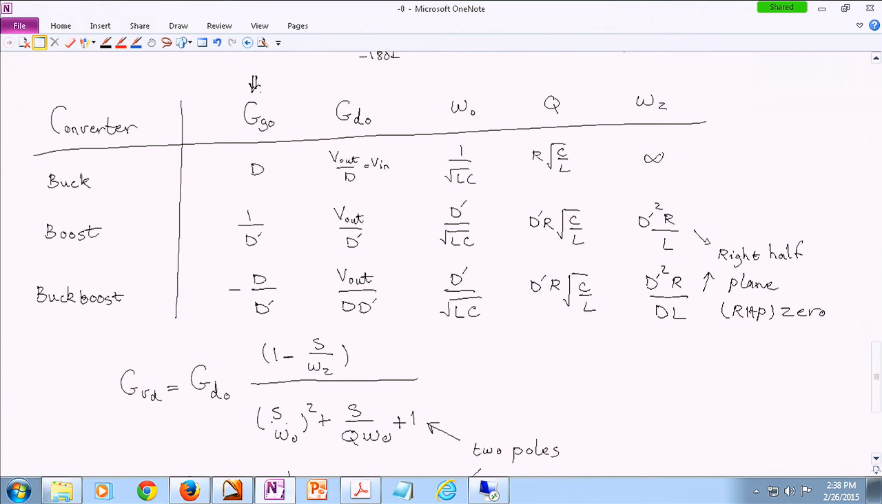Now, this column is very easy to remember because it is nothing but the gain of your converter. So the buck converter has a gain of basically D. So this is V out over V in. Technically, when we started analyzing converters at the beginning of the class, we looked at the steady state behavior, DC analysis. We were pretty much covering the first column of this table.